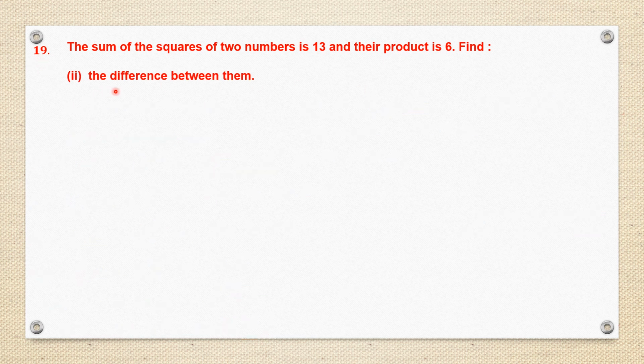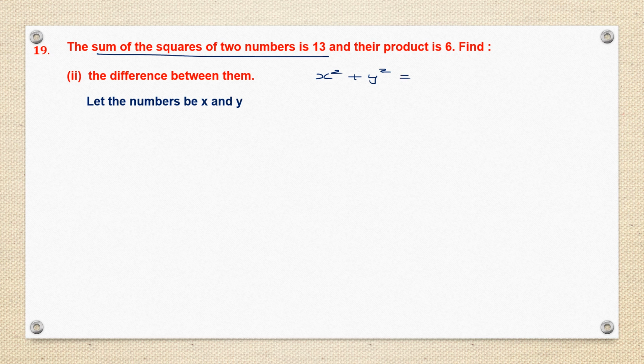Question 19, the second one. We have to this time find the difference between them. Earlier we found the sum in question 1. Now we have to find the difference between them. So we said let the numbers be x and y, and we also said that the sum of the squares of the two numbers is 13, that is x square plus y square is 13, and the product, that is xy, is 6. This is already given to us in the question.